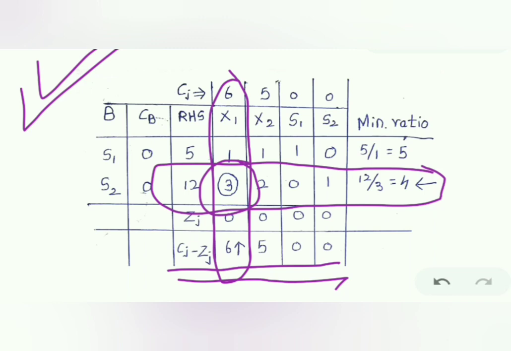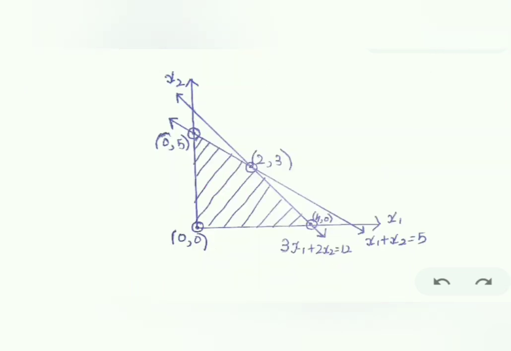Now Cj minus Zj: to check whether the first iteration is optimal or not, we are checking Cj minus Zj. Are they all negative or all equal to 0? No, they are positive. So the iteration goes on, and we move on to the second iteration. But before moving on, let's see what is happening. In the first iteration we are at the initial point, 0 0. But we didn't find any maximum value here.